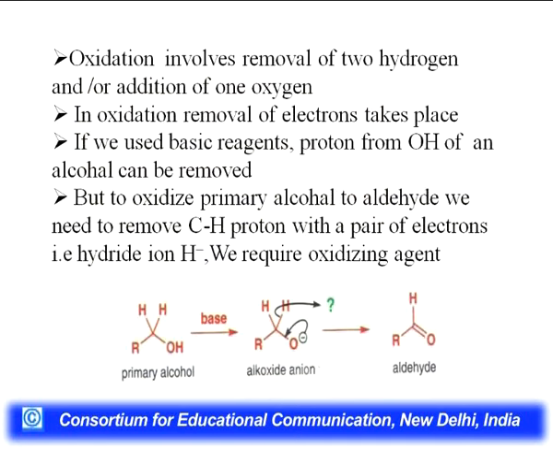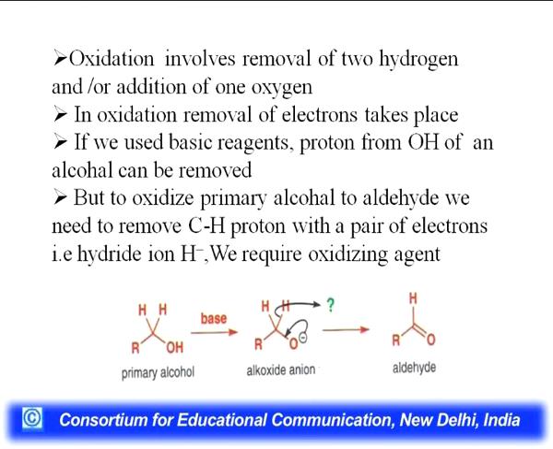Now the question arises in our mind: what is oxidation? Simply, oxidation involves either removal of 2 hydrogens or addition of 1 oxygen. In oxidation, removal of electrons takes place. If we use a basic reagent, only the proton from the hydroxyl group can be removed. But to oxidize primary alcohol to aldehyde, we need to remove the carbon-hydrogen proton with a pair of electrons, that is, a hydride ion, H minus.